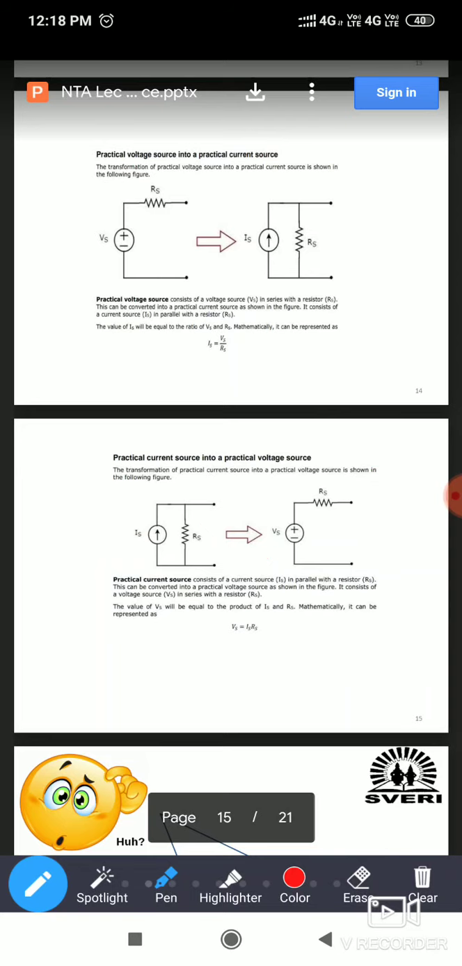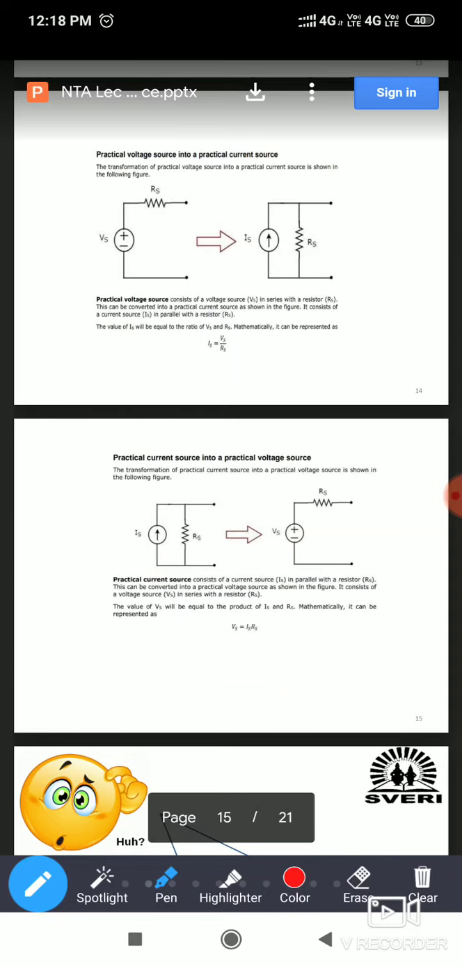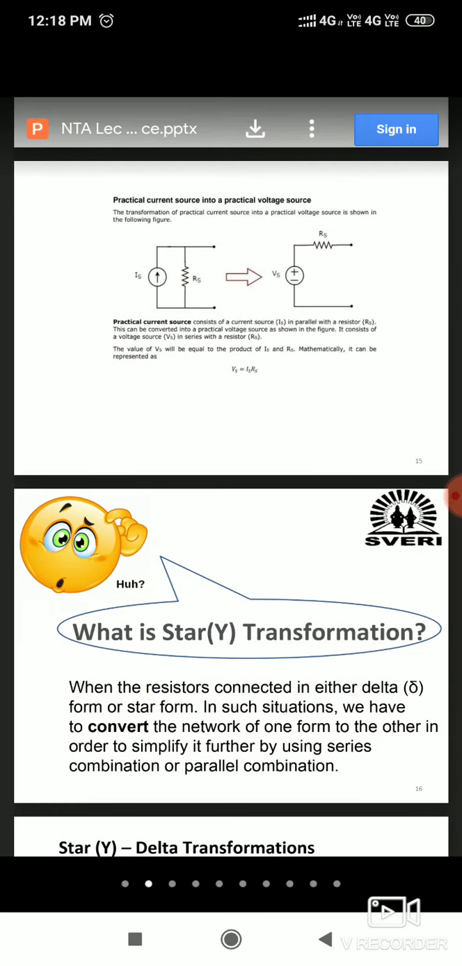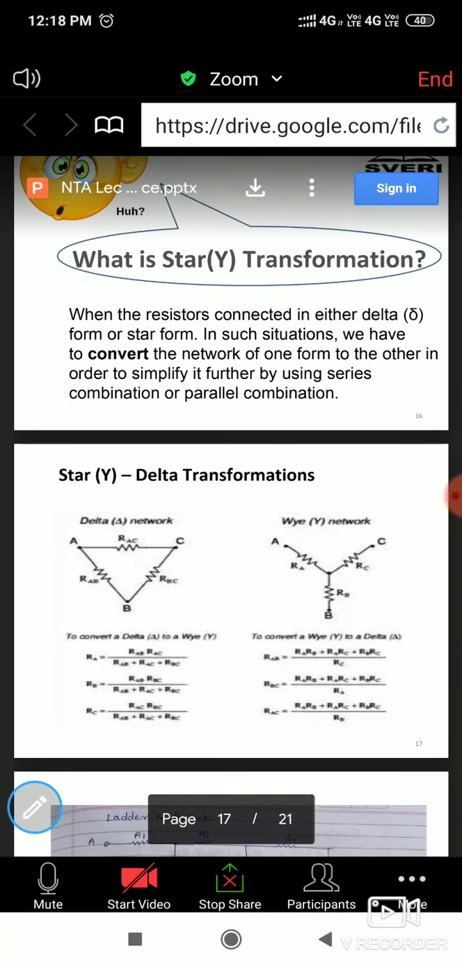And important point, this we can do only with independent sources. हे फक्त independent sources साठी करता येतं. Remember, this we can do only for an independent current source and an independent voltage source like a battery. Do you understand? So it is not applicable to dependent sources. Remember it. Okay, now next point. So this is the source transformation. Now next point, star delta transformation.